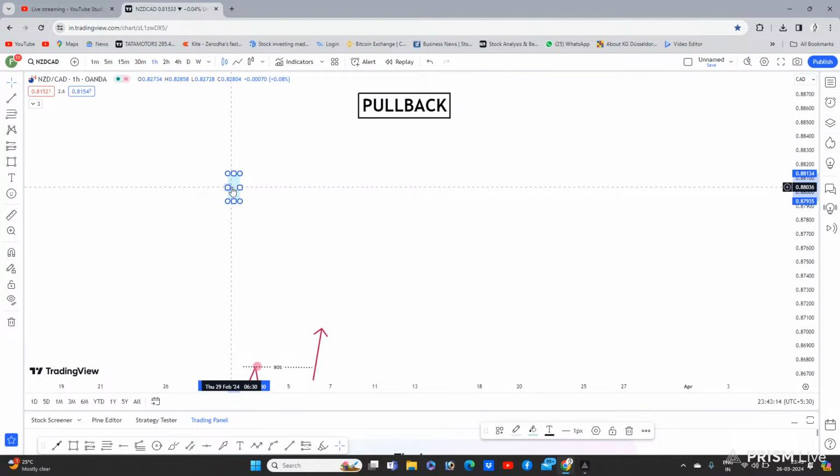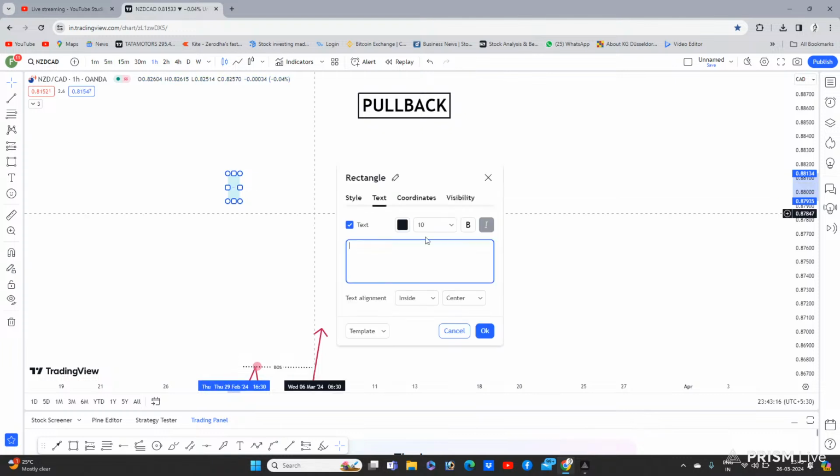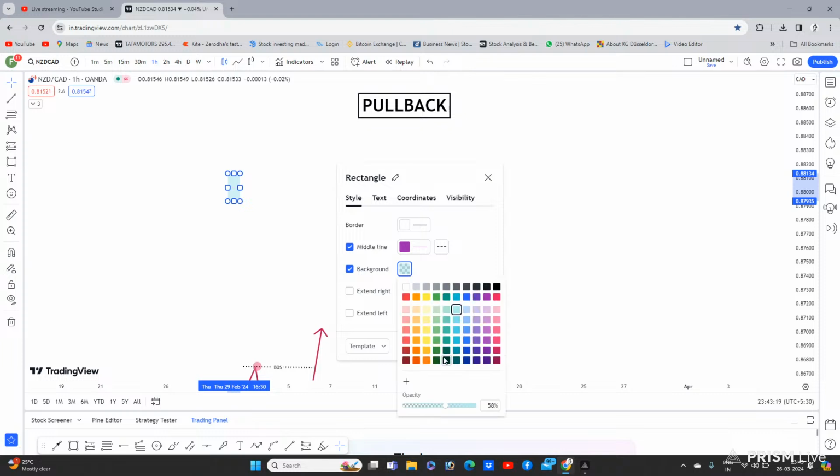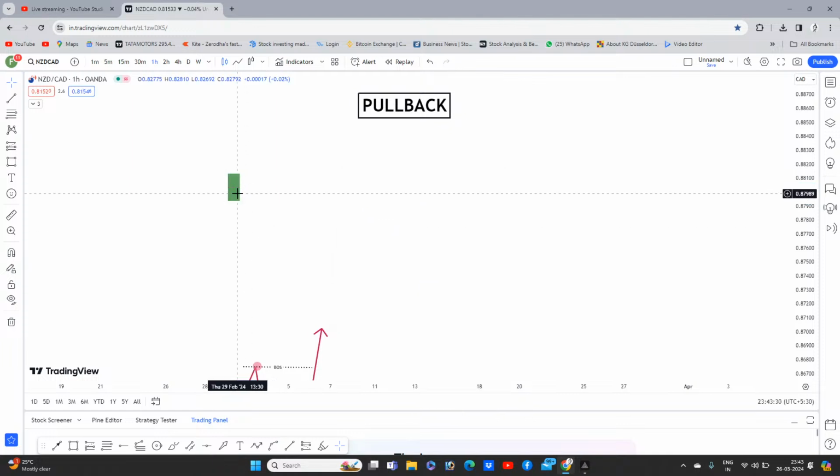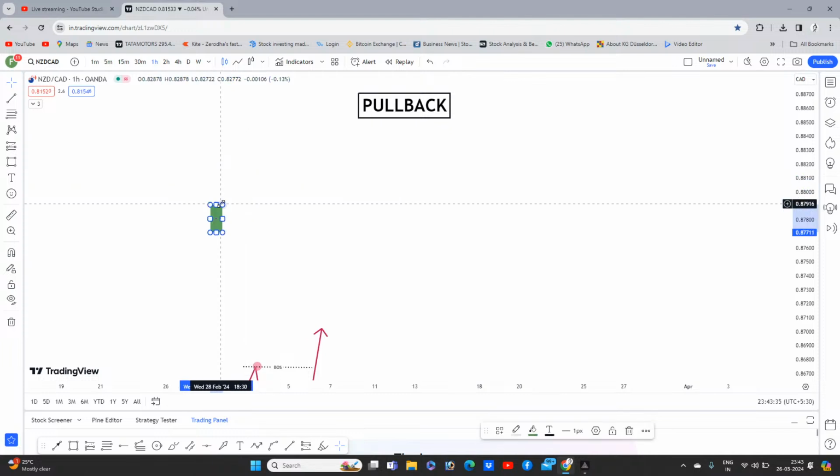This is one candle. Let's say this is a bullish candle. Let's cover it with green color, and let's increase its opacity. Okay, great. So this is the first bullish candle which the market is forming. Now the market again breaks this candle.